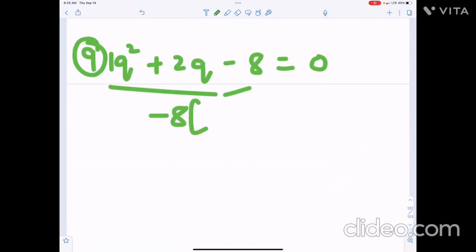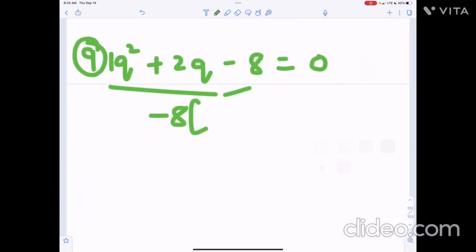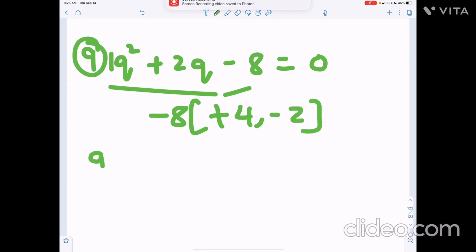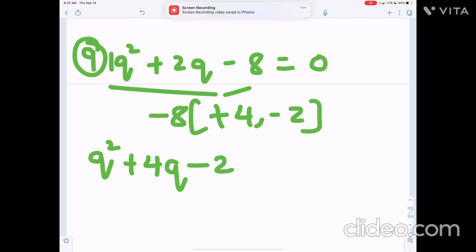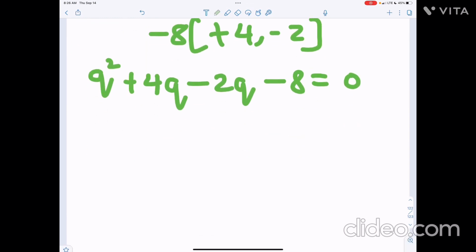All right, in number 9, q squared plus 2q minus 8 is 0. The factors of minus 8 that we add to give plus 2 and multiply to give minus 8 are plus 4 and minus 2. So that's q squared plus 4q minus 2q minus 8 is 0.